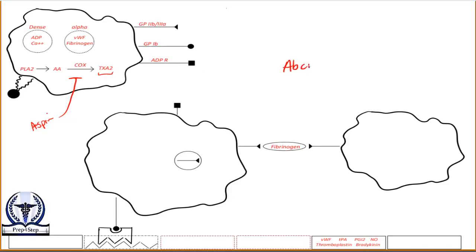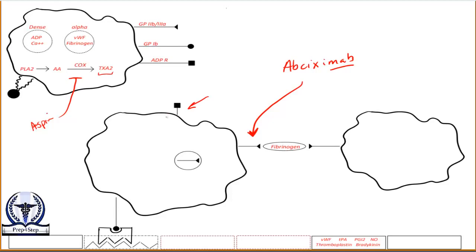Now, the next one that you need to know is apixaban. Apixaban is a monoclonal antibody, as the name suggests, and it basically blocks the GP2B3A. So it's a monoclonal antibody that blocks the GP2B3A, thereby inhibiting the cross-linking between two different platelets.